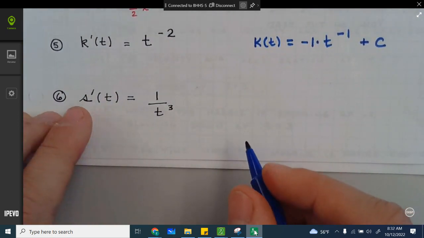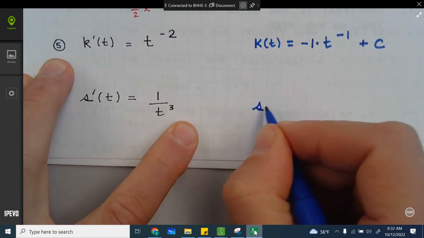Let's move to the last one. Last one, s prime of t. So we want s of t.